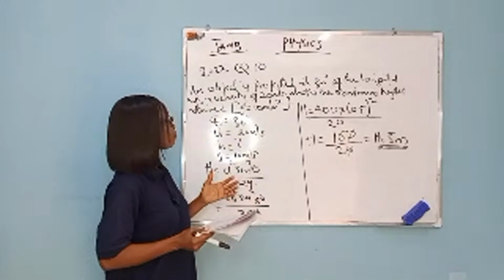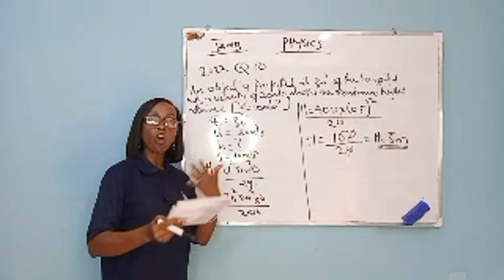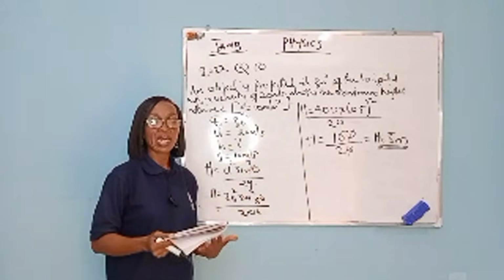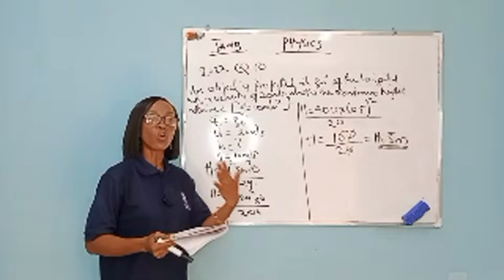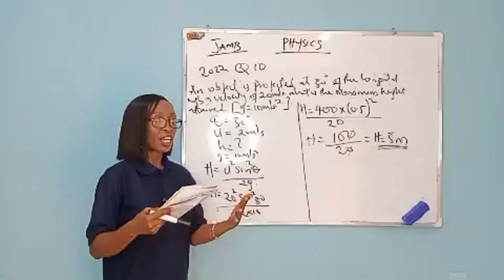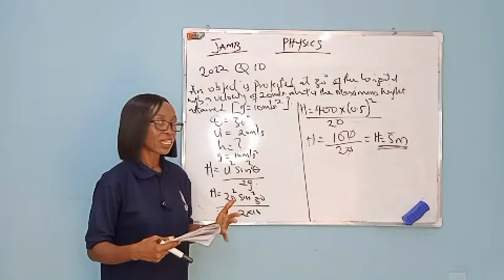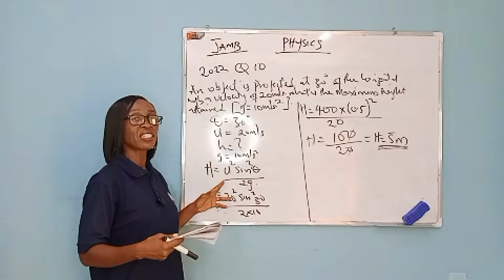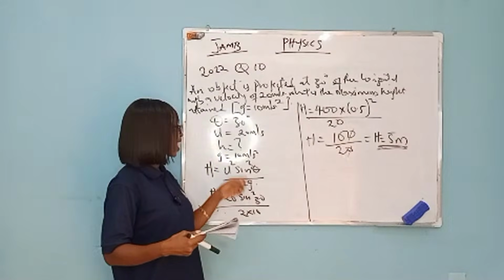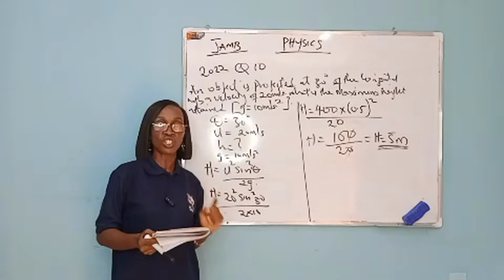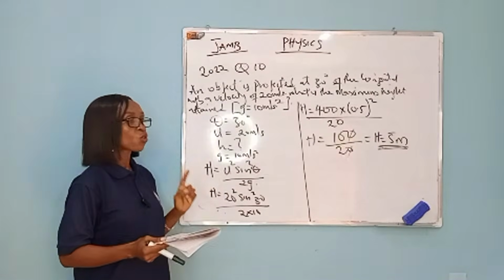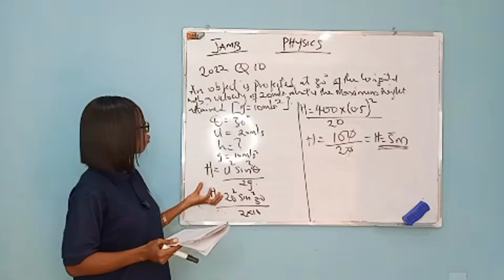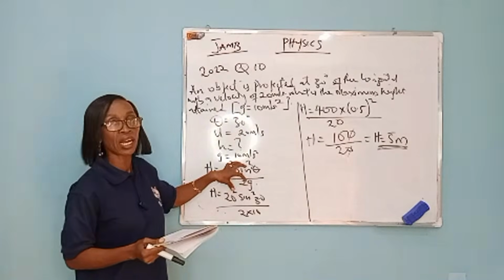And I said this question is coming from projectile. And I said in projectile, you have to know the time of flight and the maximum height. Now for maximum height, the formula is u squared sine squared theta all over 2g. So I have to fix all these things into the formula.